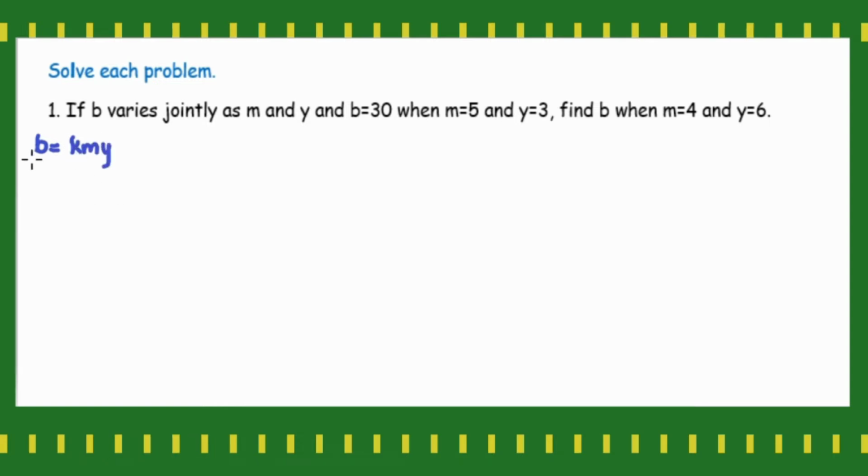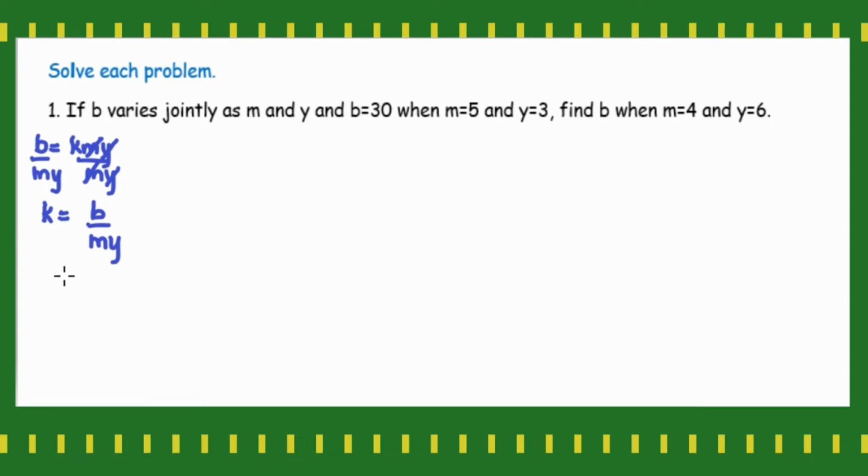Let's solve for K. So I'll divide this by MY, the one beside K. So divide by MY on the right side also. So M divided by M is equal to 1. So let's cancel. Y divided by Y is equal to 1 also. 1 times K is K, which is equal to B over MY.